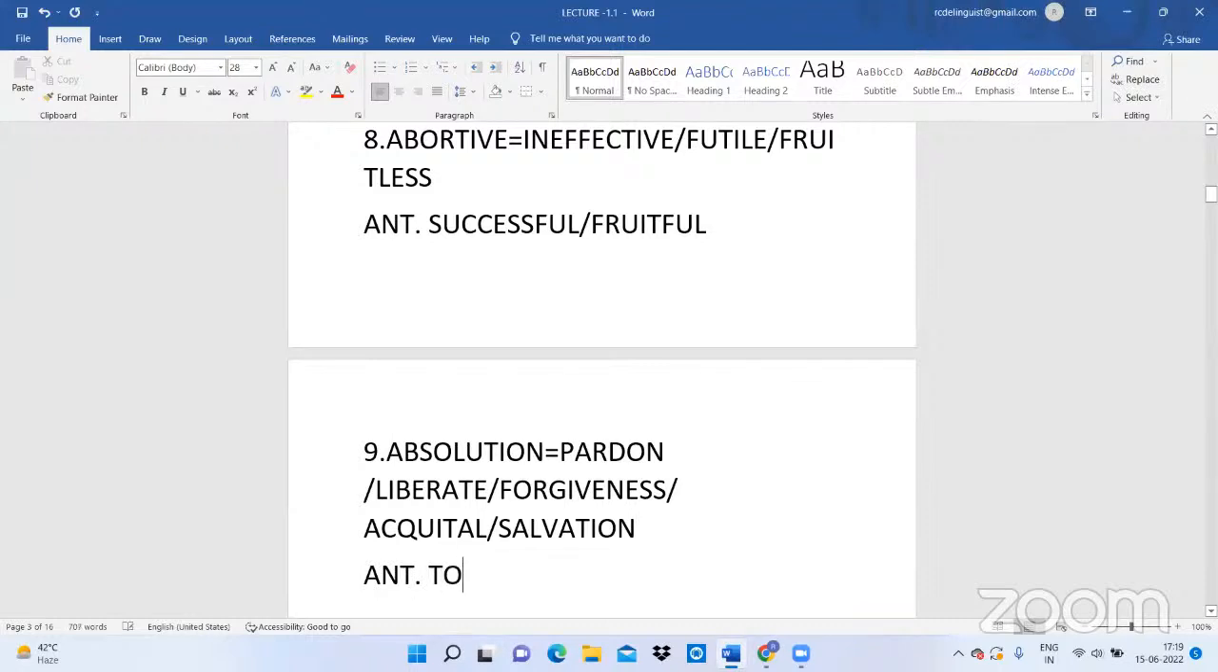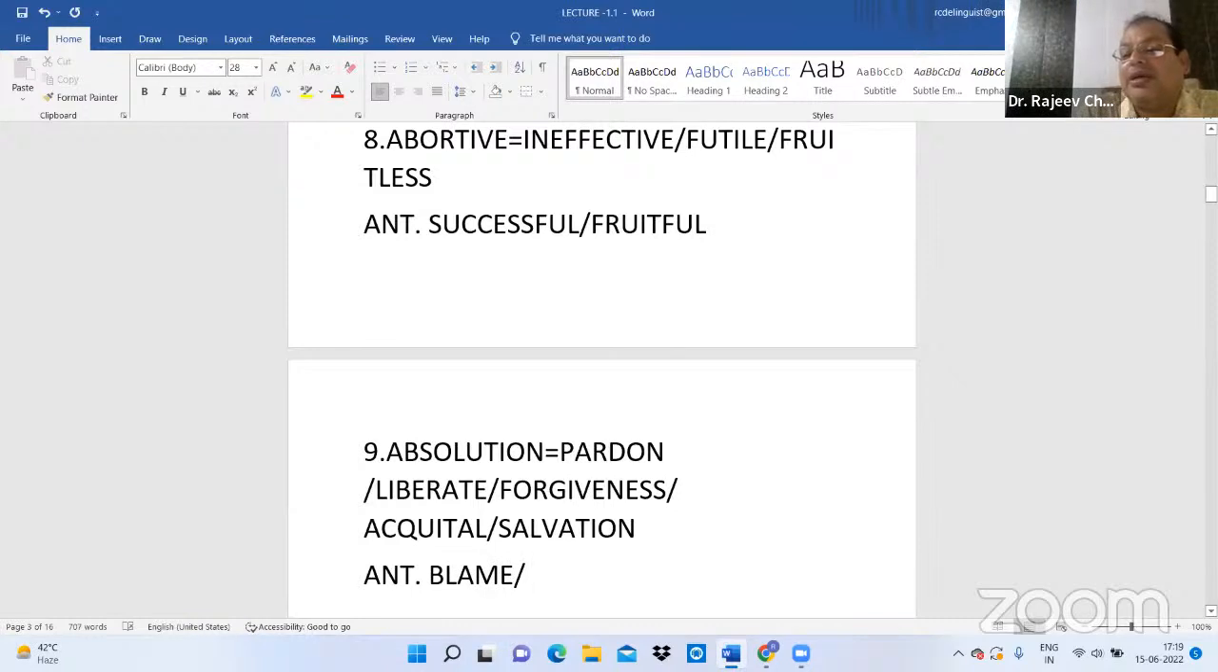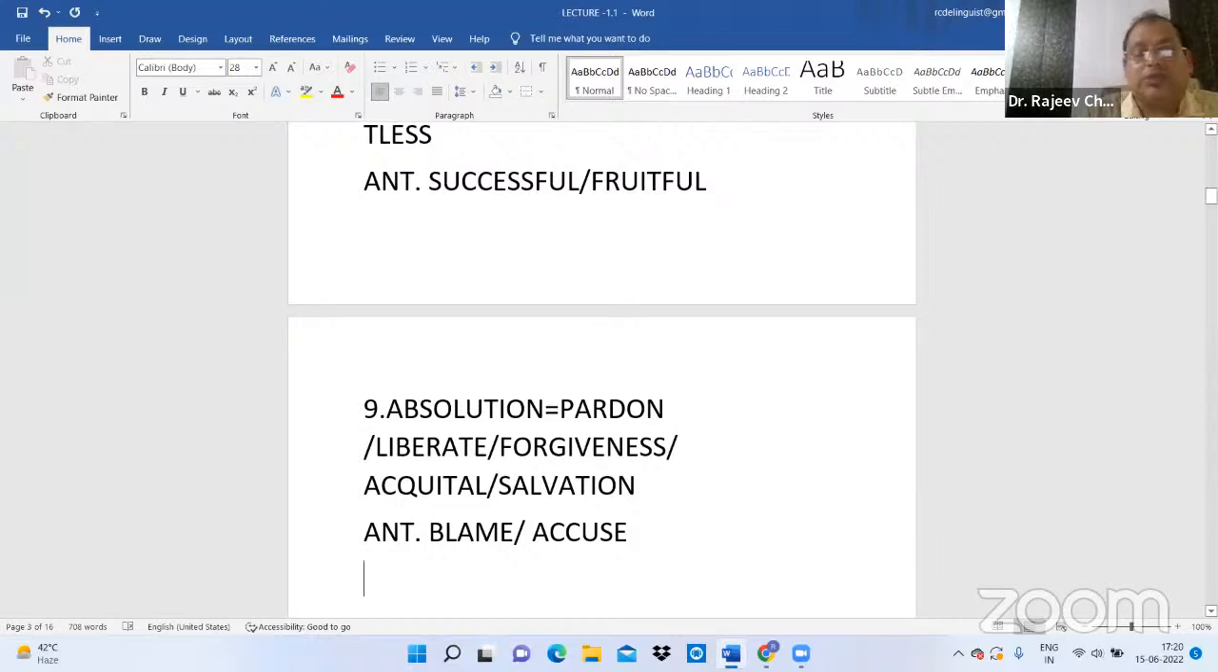Sir, I can say like this: Shri Krishna said in the Bhagavad Gita about absolution from karma. Yes, absolution from karma was said. Surely it was said that if you work in a great deed, then you will get absolution or salvation. Work is important. Blame, accuse, you can say. So, blame or accuse someone. Accuse means to lay blame on someone without any proof.